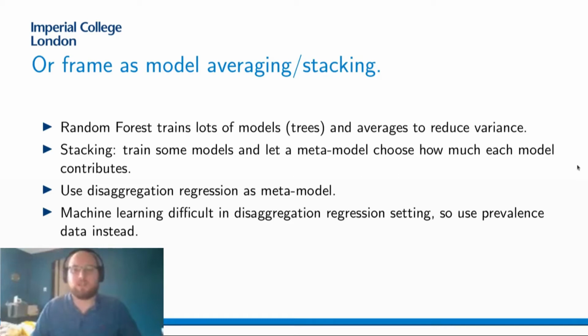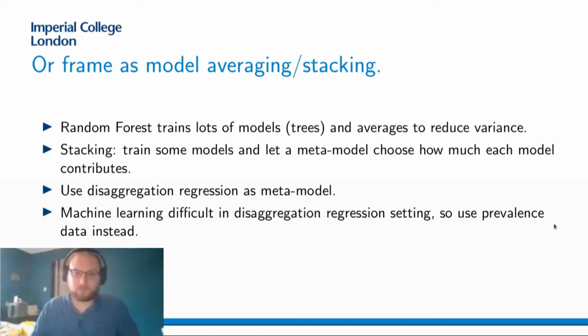And stacking has been shown to work well for predicting malaria prevalence in the past. But instead of using malaria prevalence as both the base models and the meta model, perhaps we could use prevalence data as the base models, but then use our disaggregation regression on incidence as the meta model.